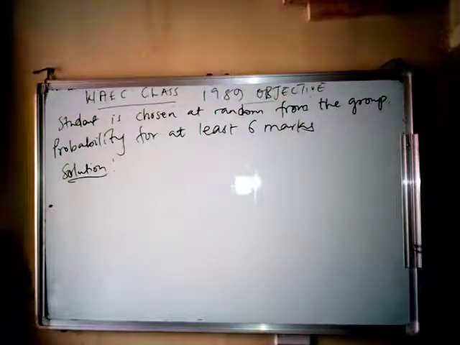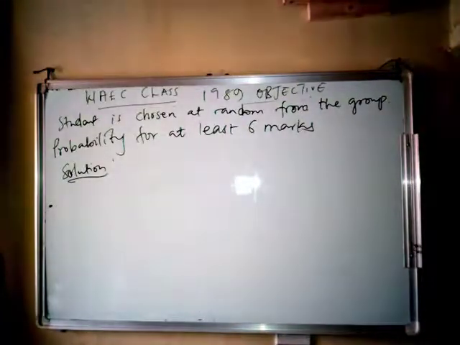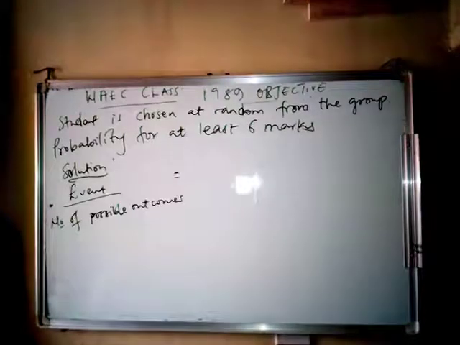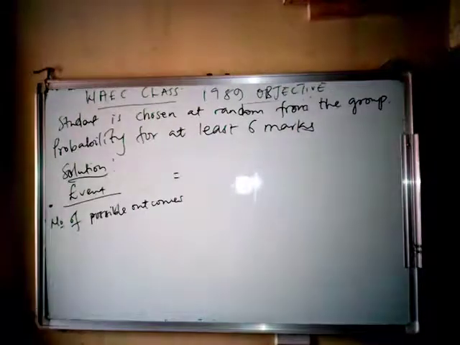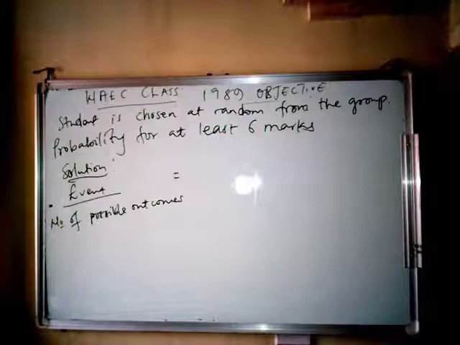So the number of possible outcomes, you have 6 and 7. So you're having event over number of possible outcomes. According to what you have, if a student is chosen at random from the group, what is the probability that he scored at least 6 marks? Now notice that the scores 6 and 7 lie at the end, and they have 3 and 2 students.